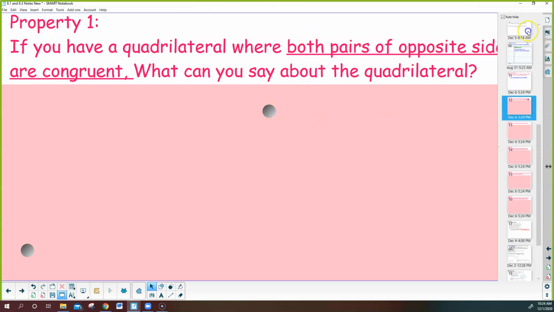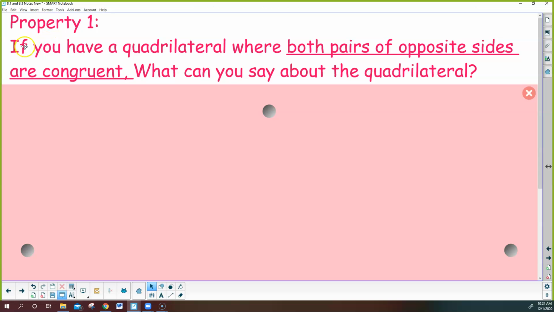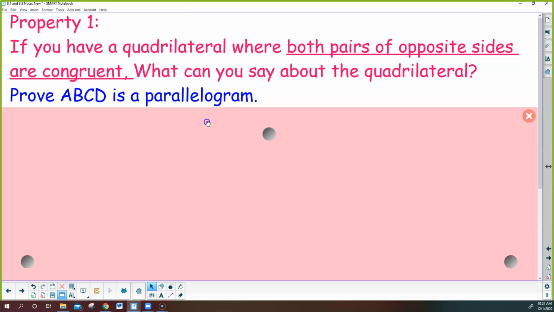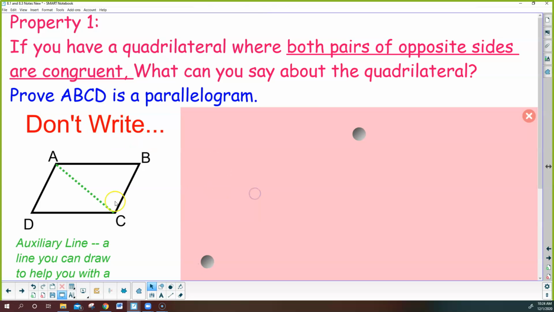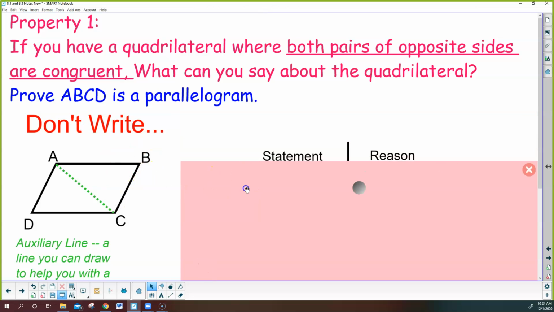Okay. The other property, property 1, is what if you have a quadrilateral where both pairs of opposite sides are congruent? What can we say about the quadrilateral then? So I know it has 4 sides, and I know that opposite sides are congruent. What conclusion can we make? All right, so again, don't write this. Let me show you with a proof.